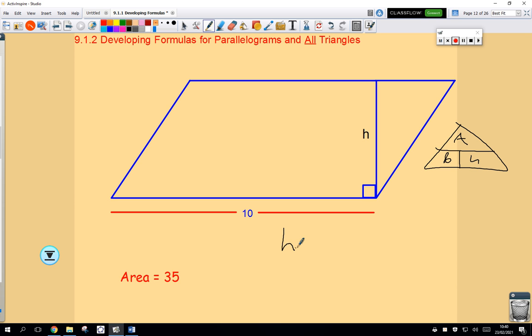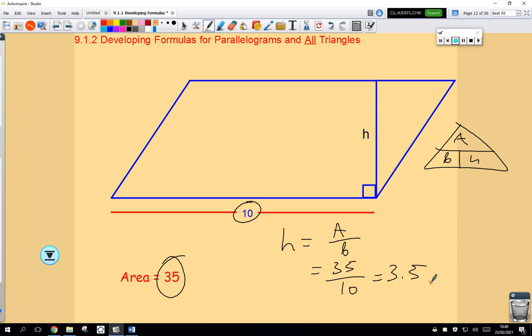So the height is equal to the area divided by the base. We're given the area here is 35. We're given the base is 10. 35 divided by 10. That's 3.5.